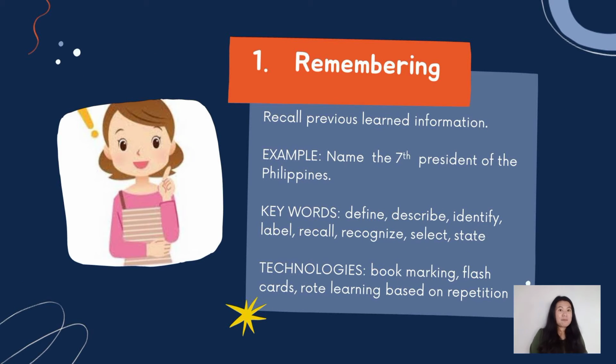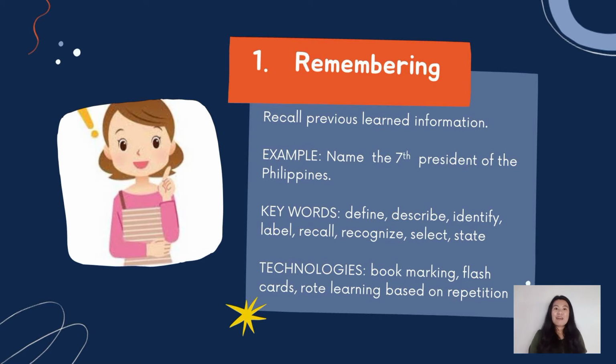When we say remembering, it recalls previously learned information, just like the knowledge cognitive process in the original Bloom's taxonomy. It aims to recall, define, and name previously learned information. An example can be: name the seventh president of the Philippines.